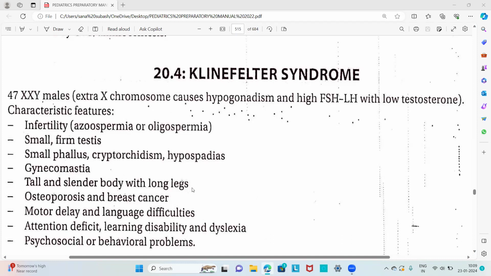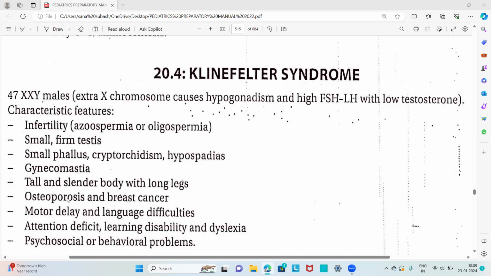In the Turner syndrome, as the name is a short term, short stature is the most common feature. But in the Klinefelter syndrome, it is a long name, so it is a tall and slender body with long legs. By this, we have to remember that tall and slender body is a feature of Klinefelter syndrome, and in the Turner syndrome, we have the short stature.